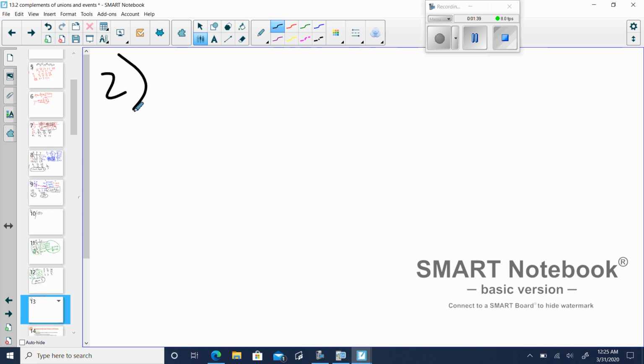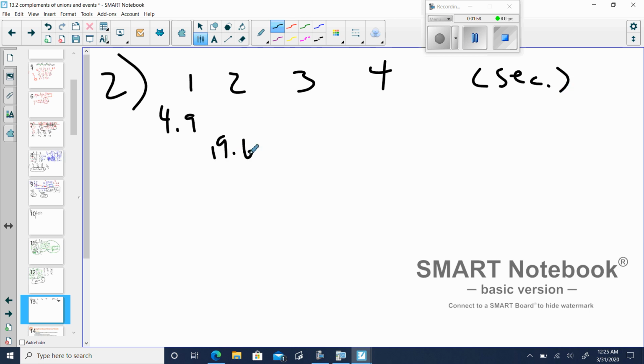Okay, what about 2? Distance traveled by a falling object. Okay, so distance traveled by a falling object. So here we have 4.9, and the 1, 2, 3, 4 is time in seconds. Okay, then we have 19.6, 44.1, 78.4.